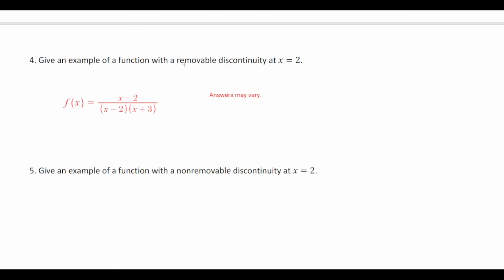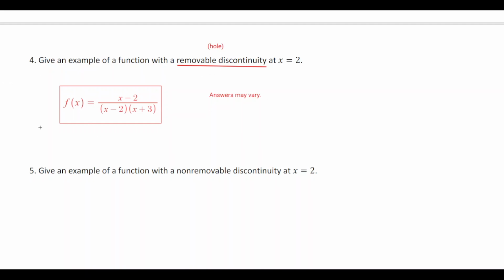So key thing here, removable discontinuity just basically means you have a hole. All right, so this is just one example of a correct answer. As long as you have the x minus 2's top and bottom, you can have whatever else you want going on for factors, but keep it simple just in case you make a small error somewhere.